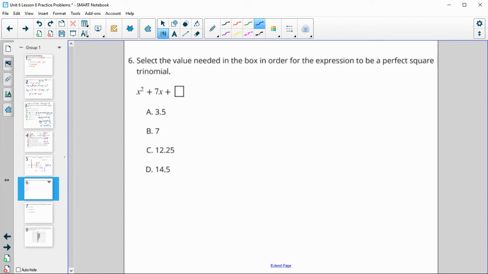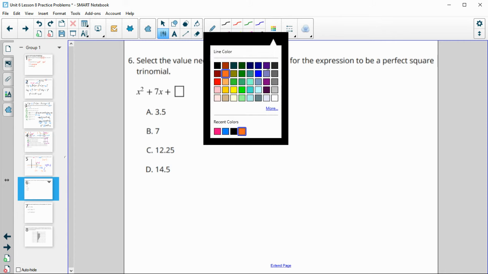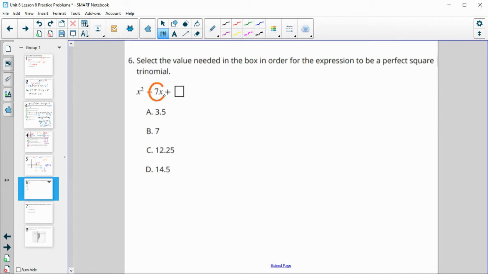Okay, number 6. Select the value needed in the box in order for the expression to be a perfect square trinomial. So remember, this is where we take the middle term and we divide it by 2. So in this case, we'll get 3.5. And then we square this. And 3.5 squared is 12.25.